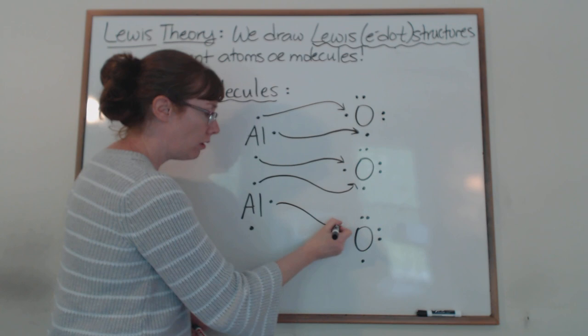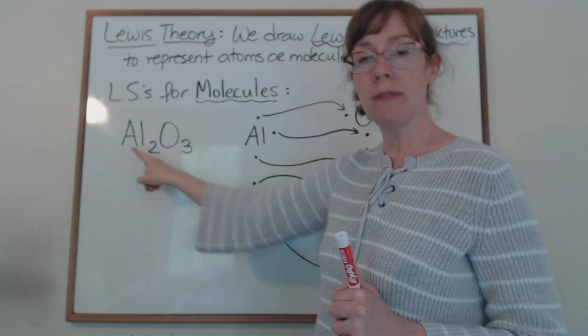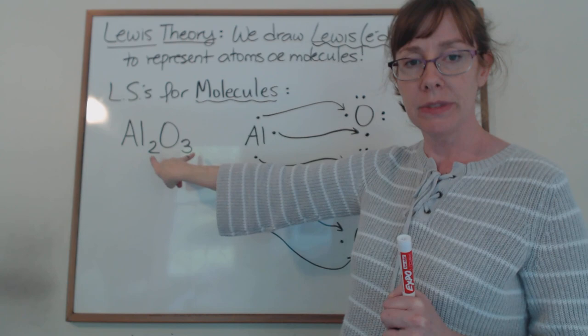Now, can you see, this is another way of thinking about chemistry, why it took 2 aluminum atoms to satisfy 3 oxygen atoms. It's another way of thinking about the subscripts that you can use in your understanding of chemistry.